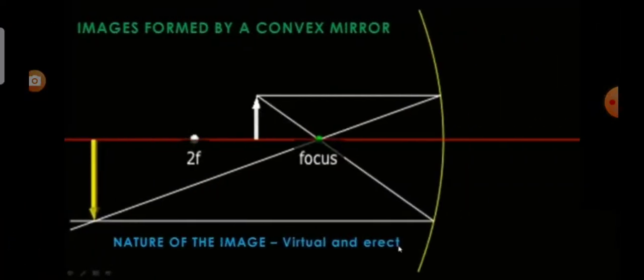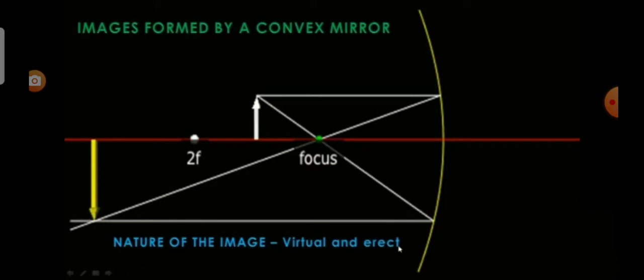Now we see about the images formed by the concave mirror. In the concave mirror, the position of the object is at infinity. The position of the image is at F, and the image size is highly diminished and point sized. Nature of the image is virtual and erect.